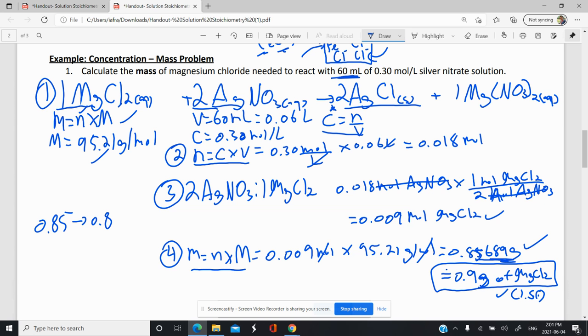That's a stoichiometry problem going from concentration to mass. You could have gone to other stuff. I could have asked you to go from concentration to moles, concentration to particles. So for example, you would have multiplied the moles by Avogadro's number instead. So it's just applying the correct formula based on what's being asked. Here we just had to use our concentration formula to convert to moles.